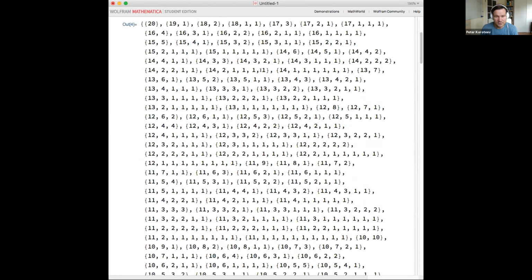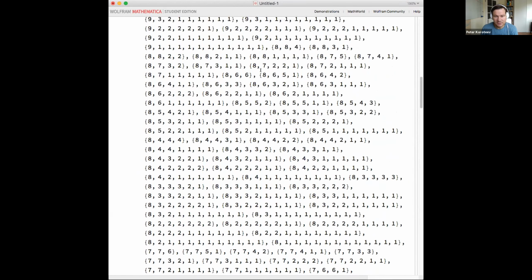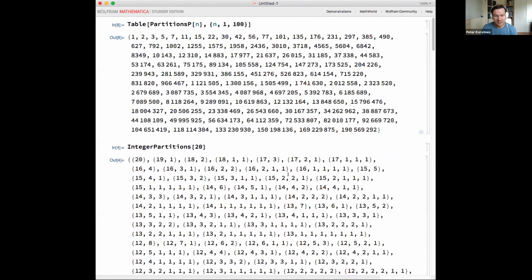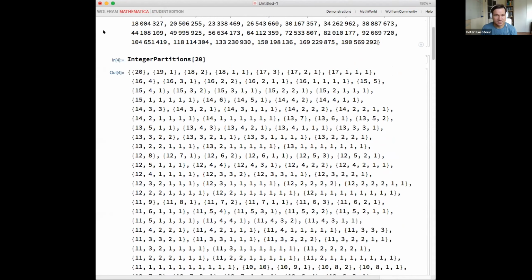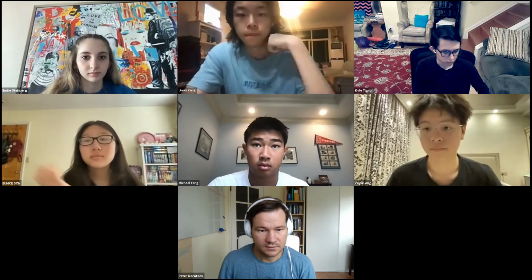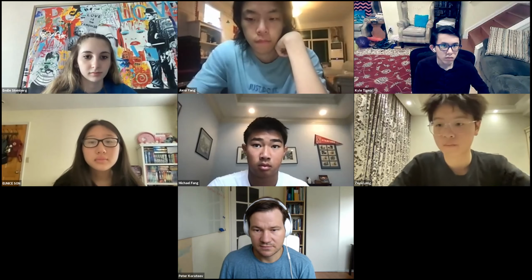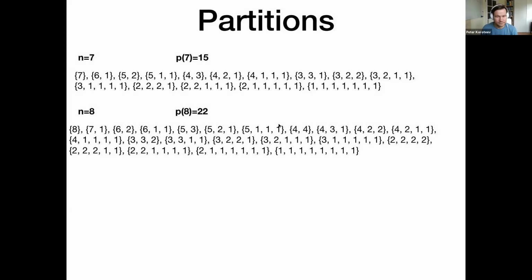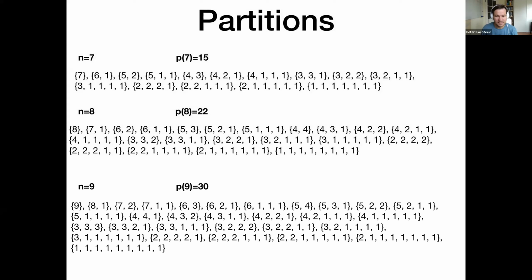Good. If you have Mathematica on your computer, or you can just go to Wolfram Alpha, there's an online resource, you can play with those partitions at home. For some of the homeworks, you may need these partitions. If not, I'll provide you the list. Let's get back to our stuff. So p of 9 is 30. Let's try to understand this pattern of the function p of n.